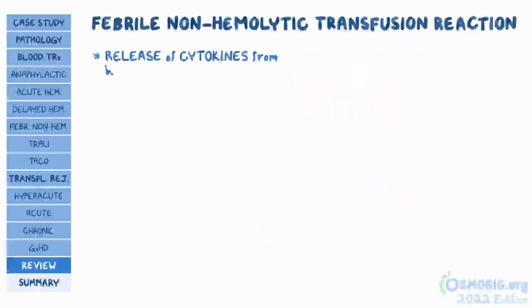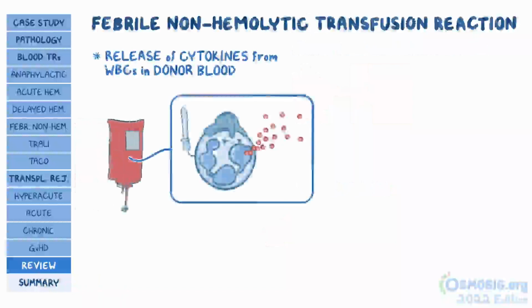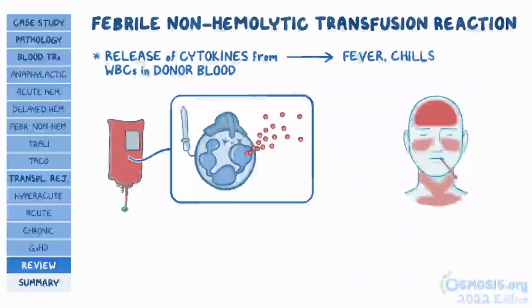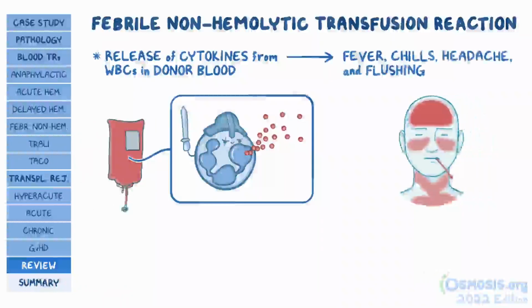Febrile non-hemolytic transfusion reaction can result from the release of cytokines from white blood cells present in donor blood, causing fever, chills, headache, and flushing.